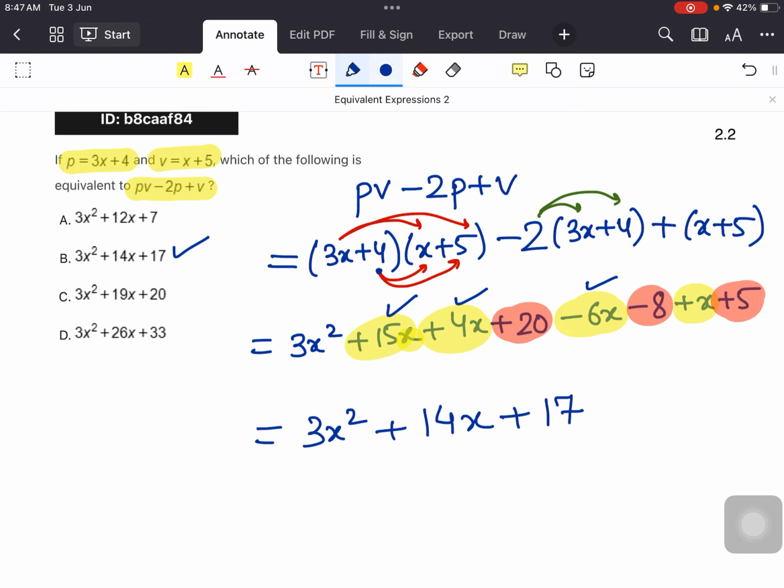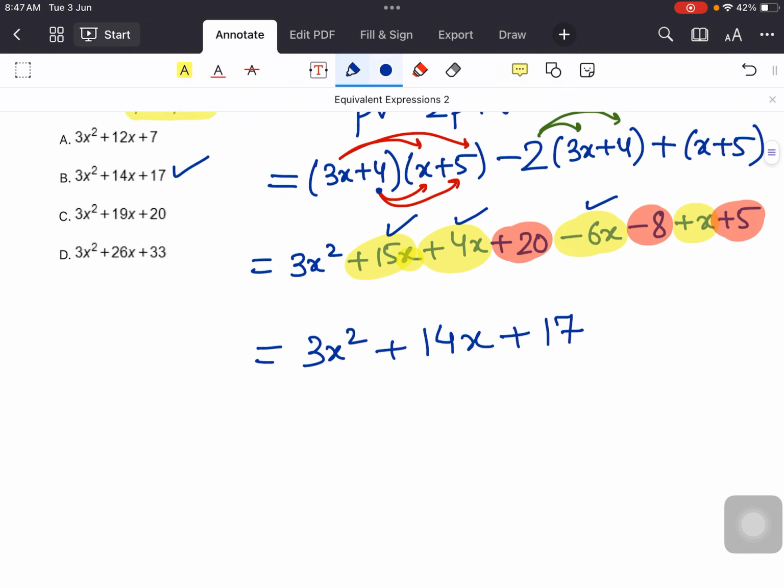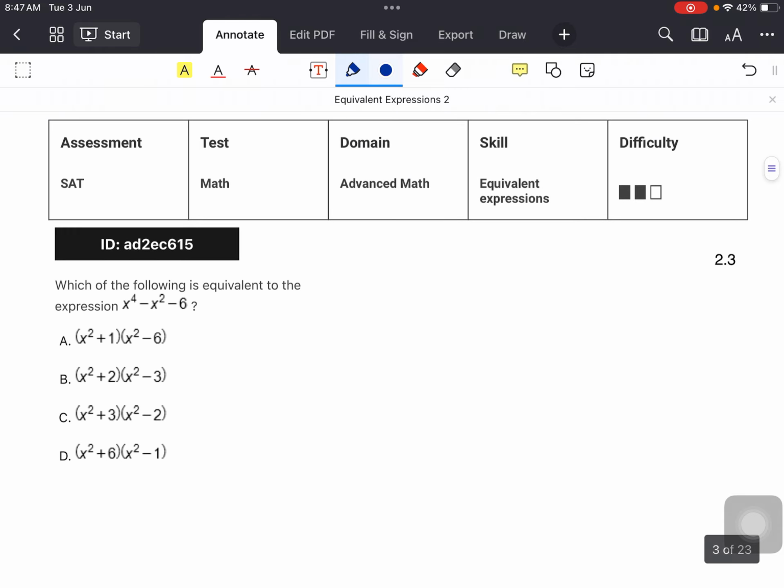I hope you got this. Okay, moving to the next one. What is next? Yeah, this is a little simple. I'm sure you can also predict what we have to do here. To start with, the given equation is x to the power 4 minus x squared minus 6. This we have to solve, and we need to check which one is going to have the equivalent expression.